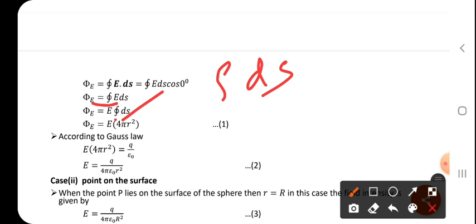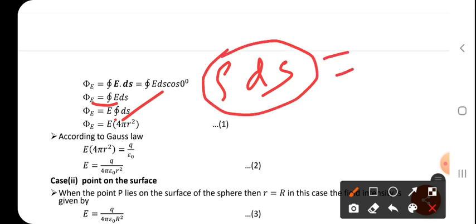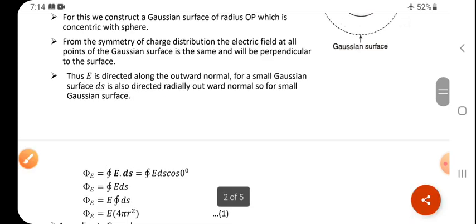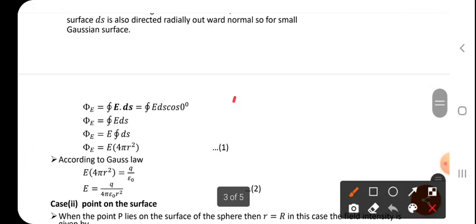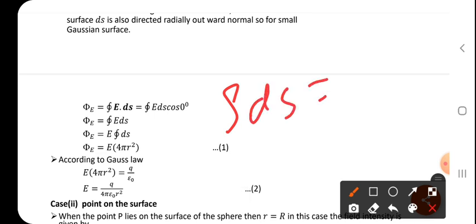Now E is taken outside because it is constant, and the integral of dS, the small area, gives the total area of the sphere we have drawn in the diagram. The area of a sphere is always 4 pi r square. Small r is taken, why?